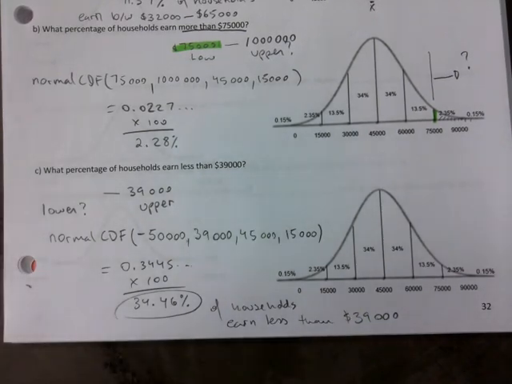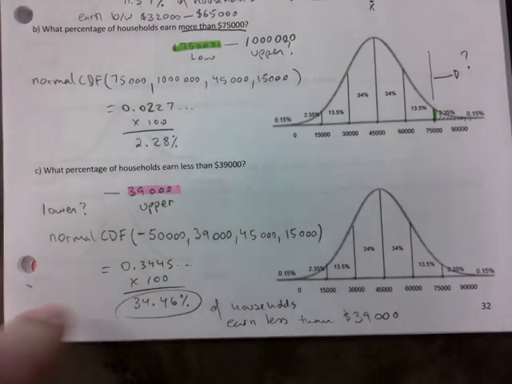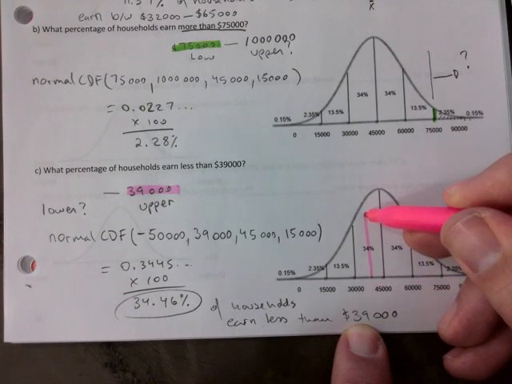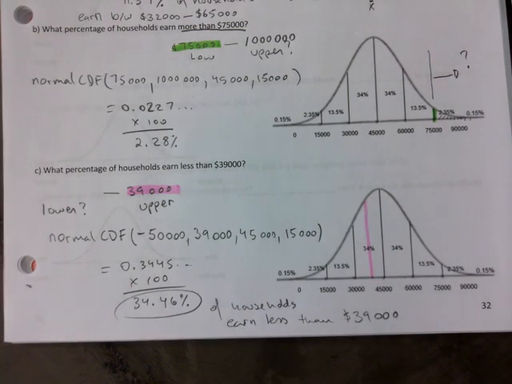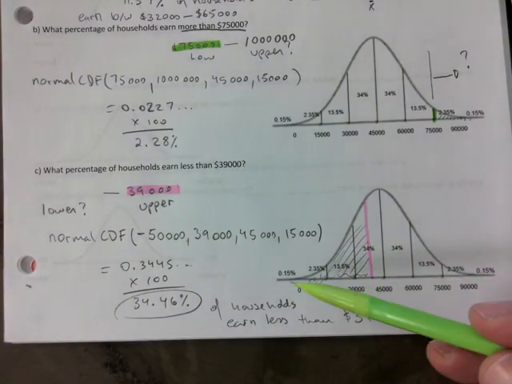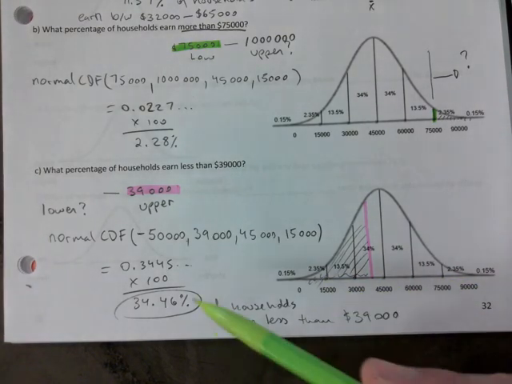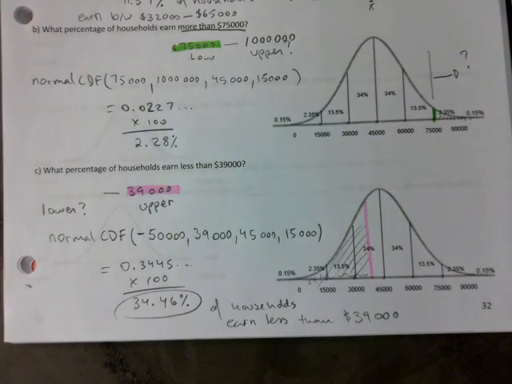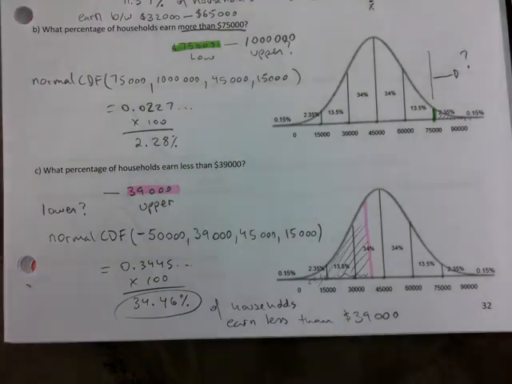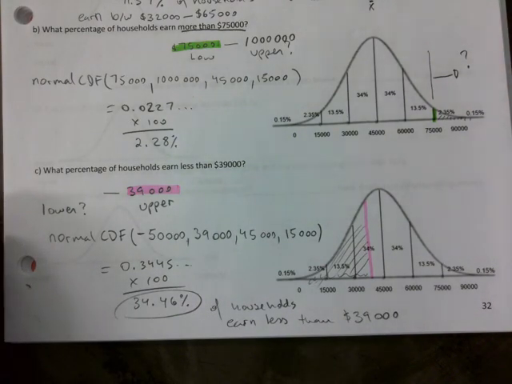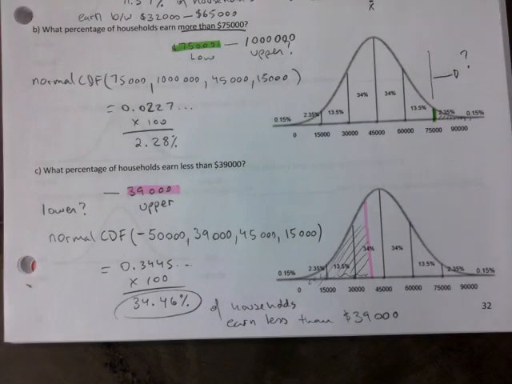And the upper, I usually go pink, right? 39,000 would be somewhere in there. We're actually interested in everything under the curve that is to the left of that. So you have to put up a lower limit on that one. Sometimes it gives you the upper and the lower. Sometimes you need to come up with an upper or a lower, depending on the context. Let's keep going.